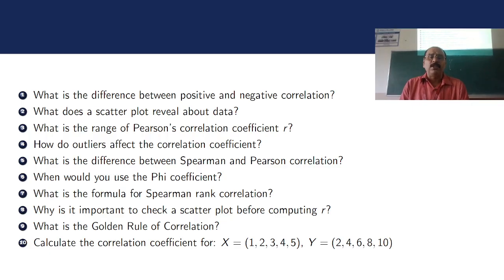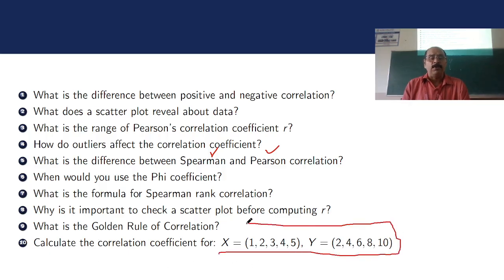What is the range of Pearson's coefficient, minus 1 to 1? Everybody knows, right? This is a very simple question, but if you need to answer it for 2 marks, what will you do? Difference between Spearman's and Pearson's coefficient. Formula. What is important to check? What is the golden rule for correlation? Calculate the correlation. This one I want everybody to do.